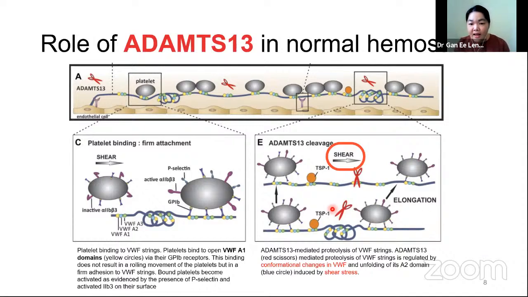If you look at the cartoon on your right hand side, okay, under low shear stress, the blue color circle, which is a von Willebrand factor A2 domain, is being hidden. So your ADAMTS13 cannot work, only under high shear stress in very small arterioles and venules. When you open up the ultra-large von Willebrand factors, the ADAMTS13 can come into play and cut the ultra-large von Willebrand factors at A2 domain. So this is how ADAMTS13 works in normal hemostasis.